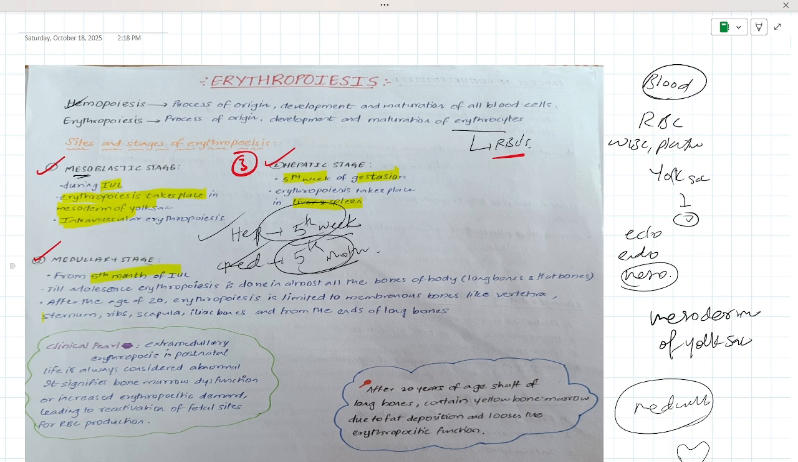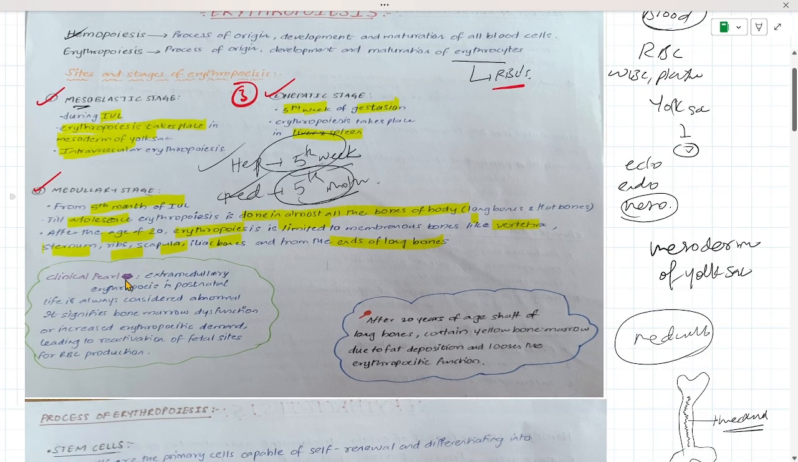From the fifth month of IUL to adolescence, erythropoiesis is done in almost all the bones of the body. But after the age of 20 years, erythropoiesis is limited to only certain bones such as vertebra, sternum, ribs, scapula, iliac bones, and ends of long bones. I hope you got my point. Now we'll discuss a small clinical point here. Medullary erythropoiesis takes place up to the age of 20. Extramedullary erythropoiesis in postnatal life is always considered abnormal.